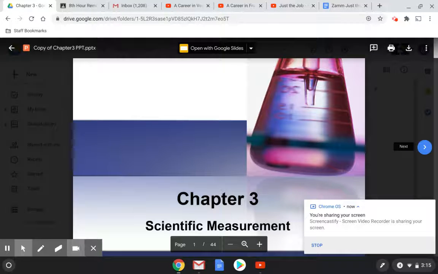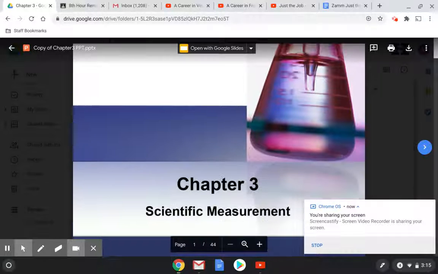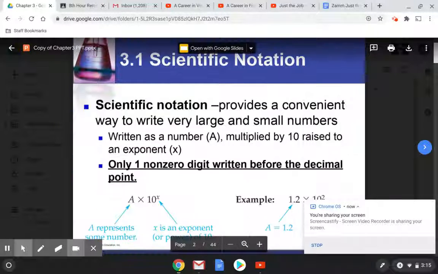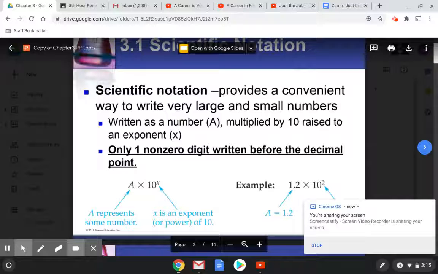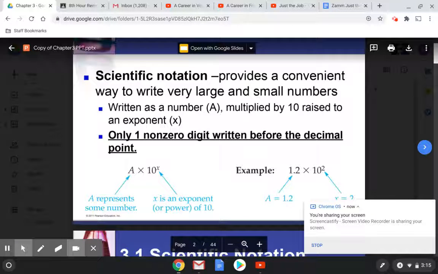But we're going to go over significant figures today. So before, you guys talked about scientific notation. Again, scientific notation is just going to provide a convenient way to write very large numbers and very small numbers in a way in which we can read them. You guys have taken algebra before, so you know that dealing with the exponent, 10 to the whatever, you're just dealing with the placement of a number.